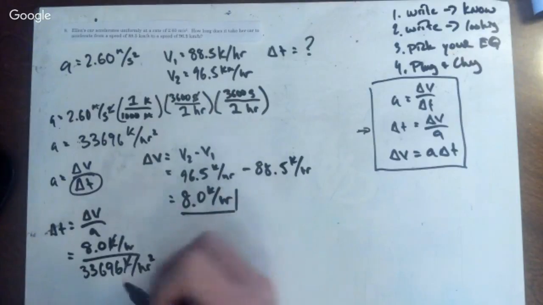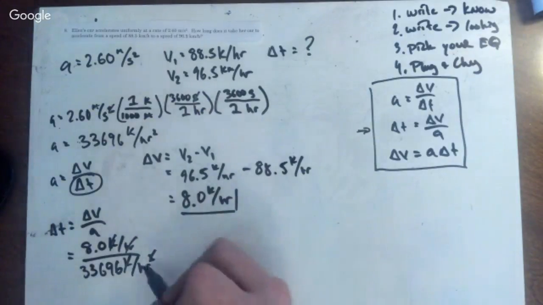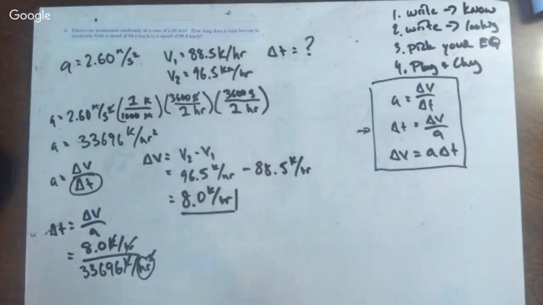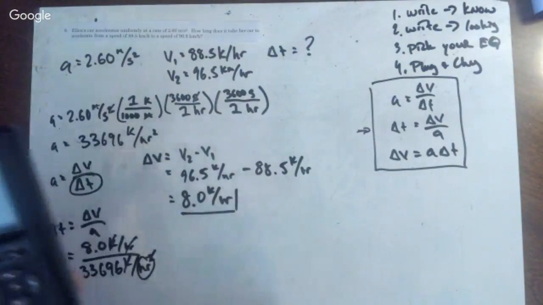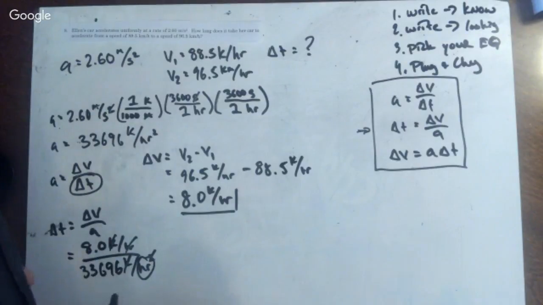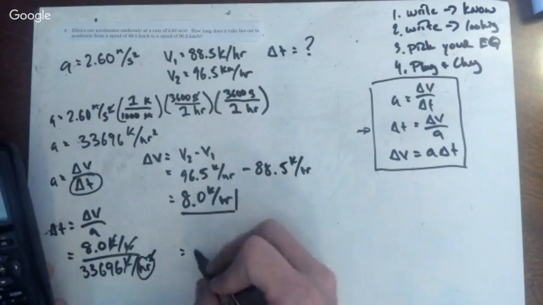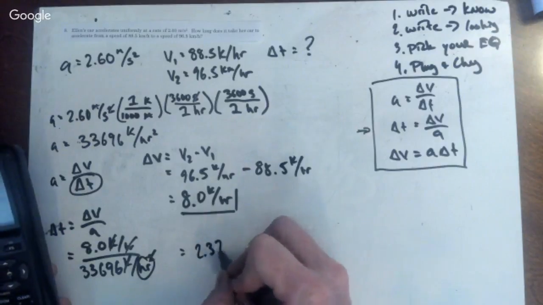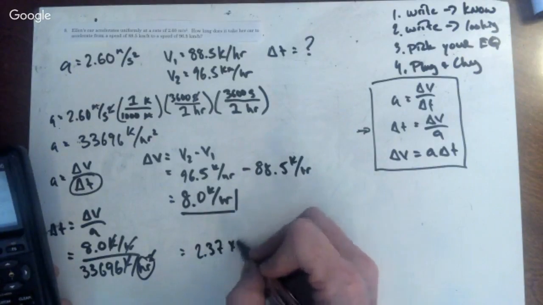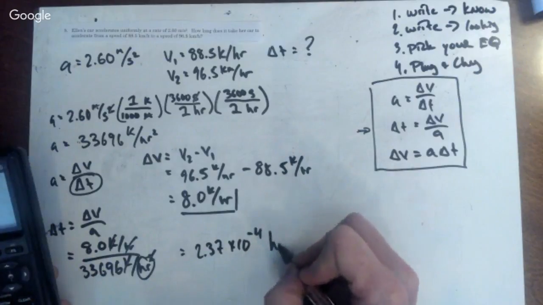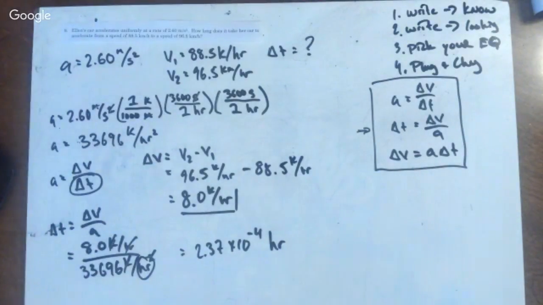Now this k cancels out that k. One of these hours cancels out that hour, and what we're left with is 2.37 times 10 to the negative 4 hours. Now, again, that sounds a little ridiculous, and I'll admit it is a little ridiculous. Most of these problems are made up by us sort of on the fly, and as long as they don't give us divide by zeros and stuff like that, it's fine.